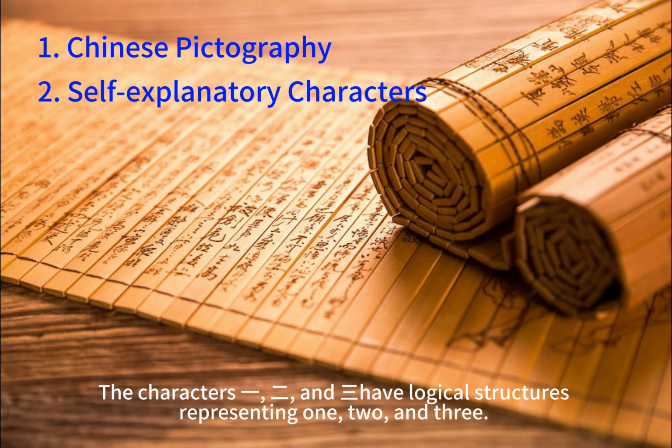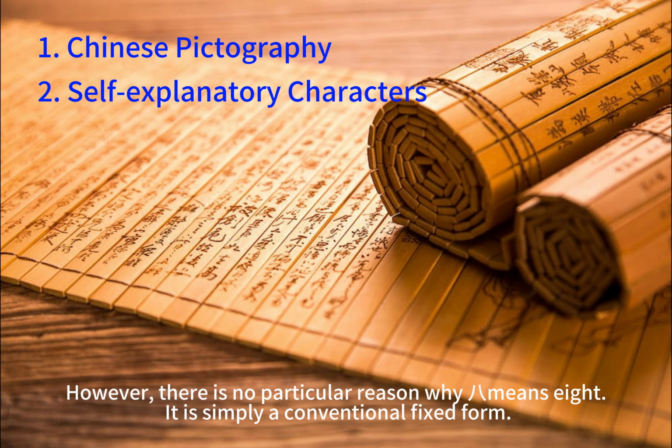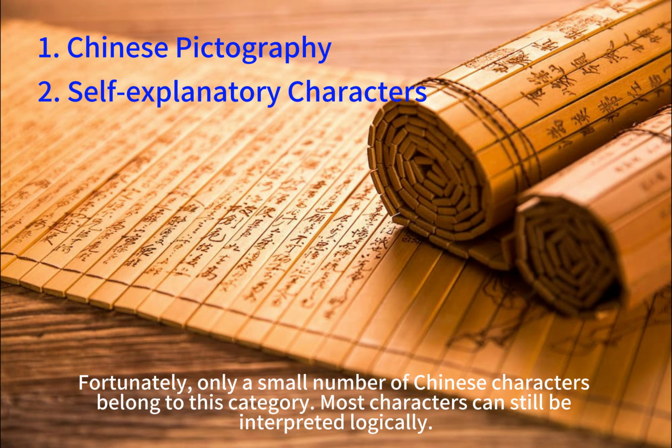The characters 一, 二, and 三 have logical structures representing 1, 2, and 3. However, there is no particular reason why ba means 8. It is simply a conventional fixed form. Fortunately, only a small number of Chinese characters belong to this category. Most characters can still be interpreted logically.